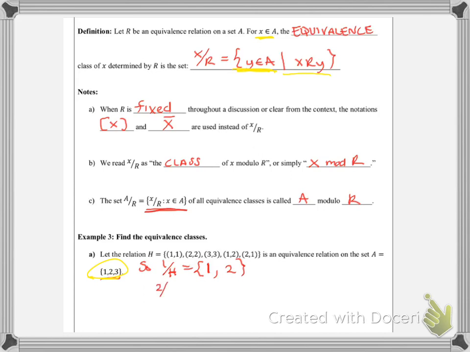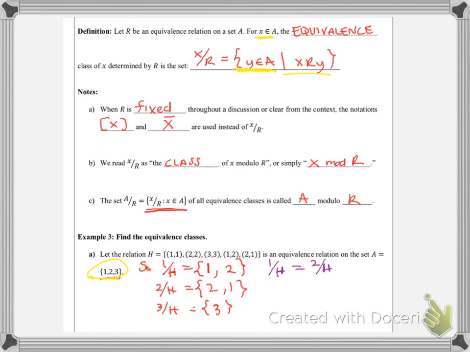Well, what about 2 mod H? 2 relates to 2 and 2 relates to 1. Interesting. And then 3 mod H is just, 3 relates to what? 3. Because remember, these are just your y values, so x relates y. So here we see that 1 mod H actually equals 2 mod H. You guys see that? So 1 mod H equals 2 mod H.